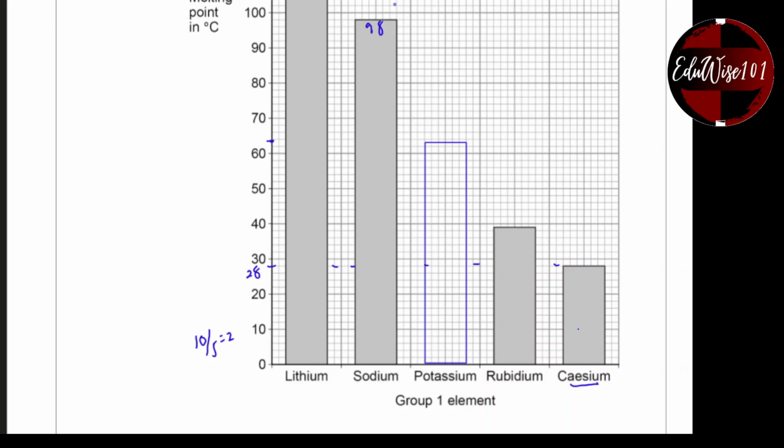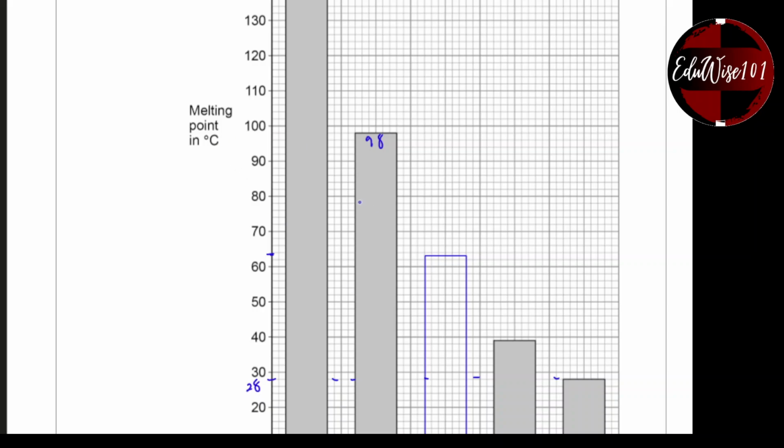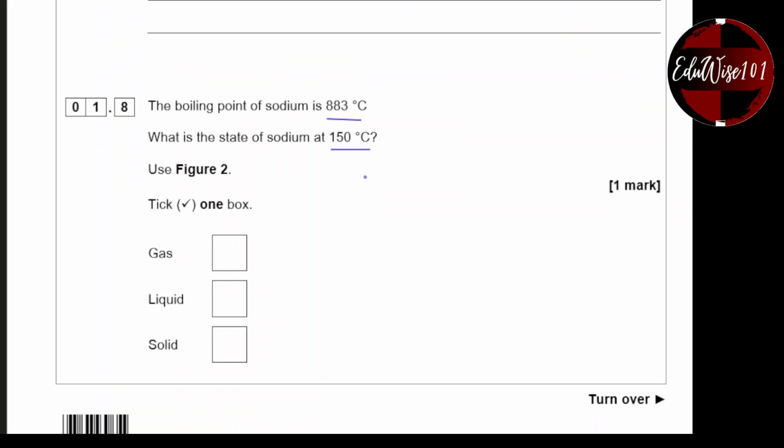Now, once it melts, it's going to be a liquid, right? According to this, sodium will melt at 98 degrees Celsius. So anything above 98 is going to be a liquid. That means at 150, it should be a liquid. It'll be a solid if it's less than 98 degrees Celsius according to the graph, and it'll be a gas above 883 degrees Celsius.